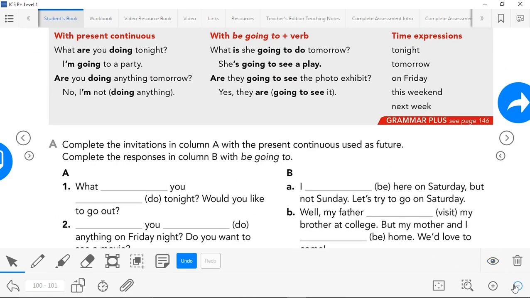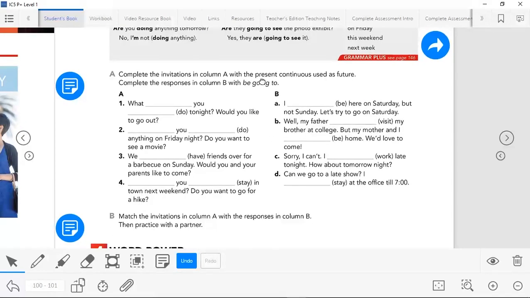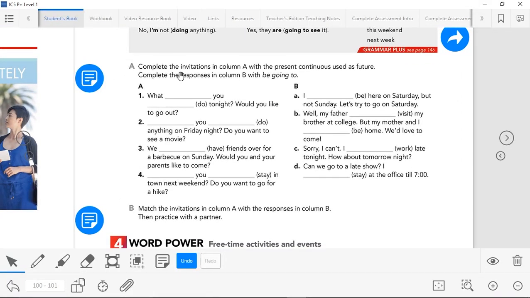And to check that, we're gonna be having an exercise here. Really interesting. First, you're gonna complete the invitations in column A with the present continuous used as future, and the column B with going to. Okay, so all of this you're gonna use the present continuous, and all of this you're gonna use the going to. Both of them in future, and then after that you're gonna match the invitations of column A with the responses in column B. Okay, very good. Take your time to do all of that, and after you finish, we're gonna check all of the answers.